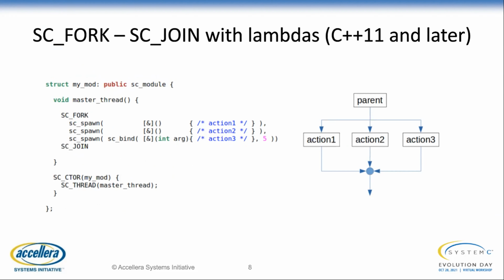Then if you're using modern C++, that means C++11 and later, you can also pass lambda expressions to SC spawn, and this makes it a bit easier to code the logic of your spawned threads. You don't have to declare in advance a function or a method and then pass pointers to SC bind. So this is a slight improvement.